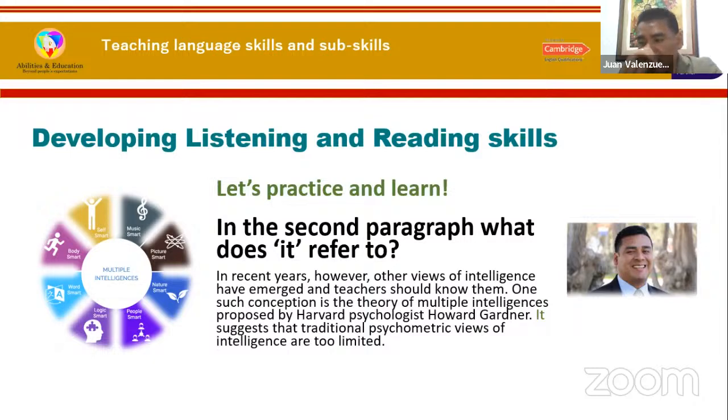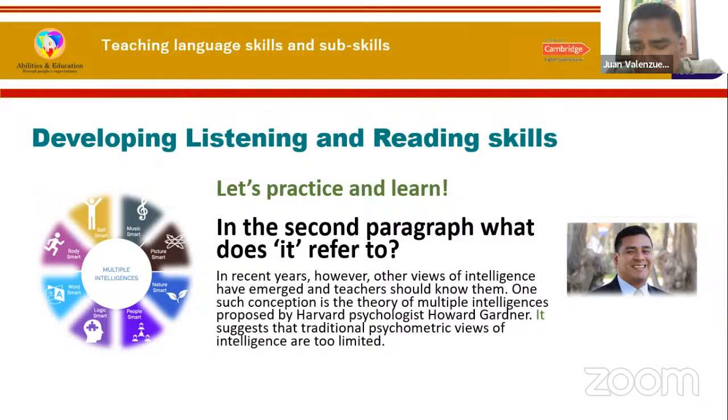Okay, now look at this. In the second paragraph, we have the word it. Here in this slide, it says, in recent years, however, other views of intelligence have emerged. That's the beginning of the second paragraph. And teachers should know them. One such conception is the theory of multiple intelligences proposed by Harvard psychologist Howard Gardner. It suggests that traditional psychometric views of intelligence are too limited. So what does the word it refer to?